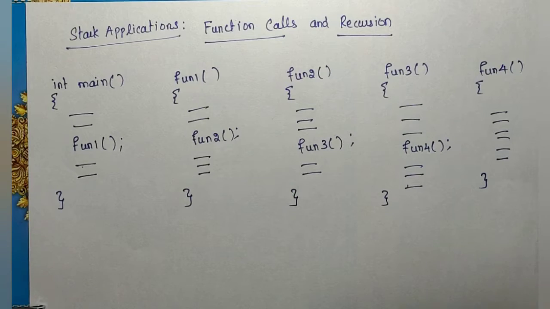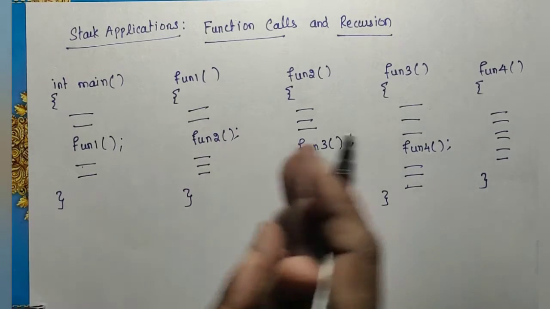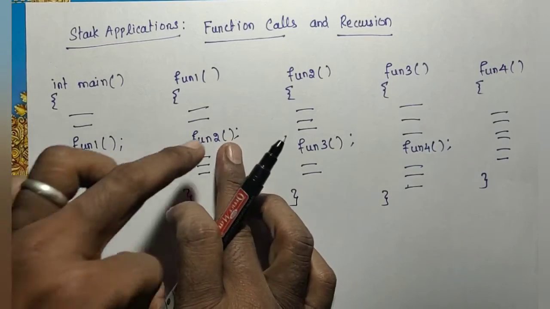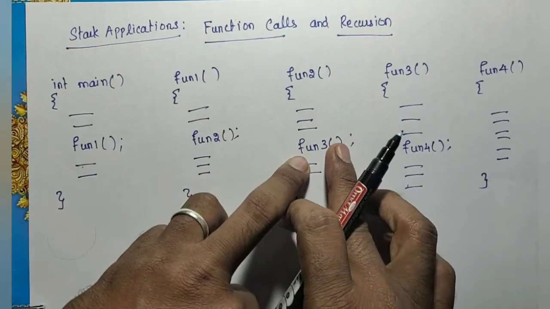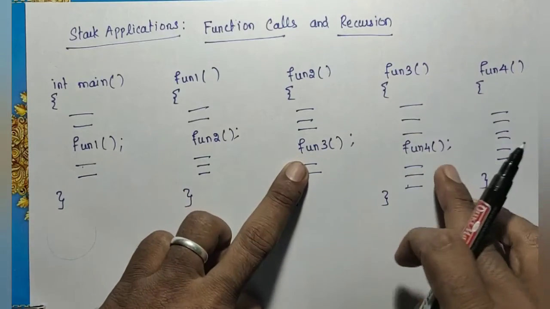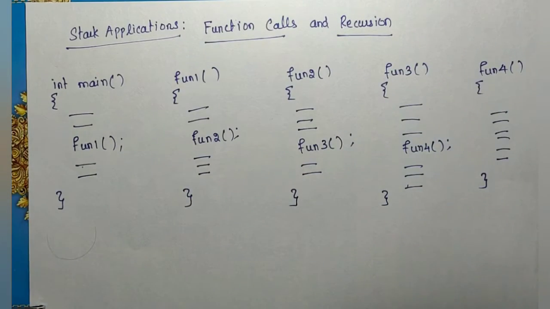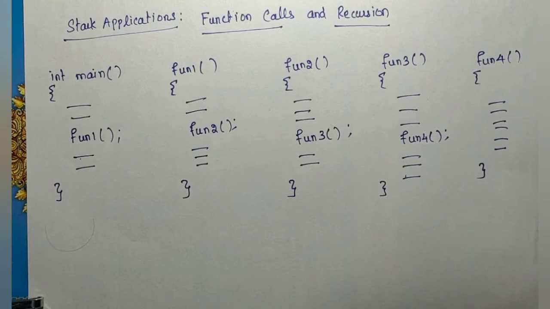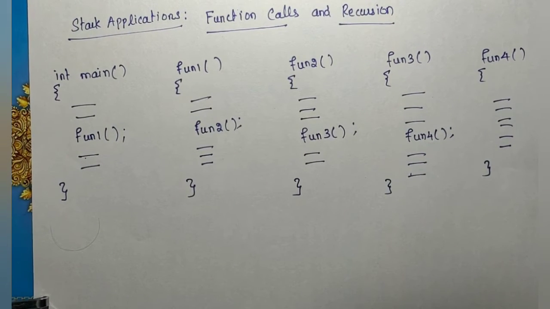So if you are writing a code like this, we have 4 different functions. The main calls function 1, function 1 calls function 2, function 2 calls function 3, function 3 calls function 4, like that. So in those nested function calls, what is the role of the stack?